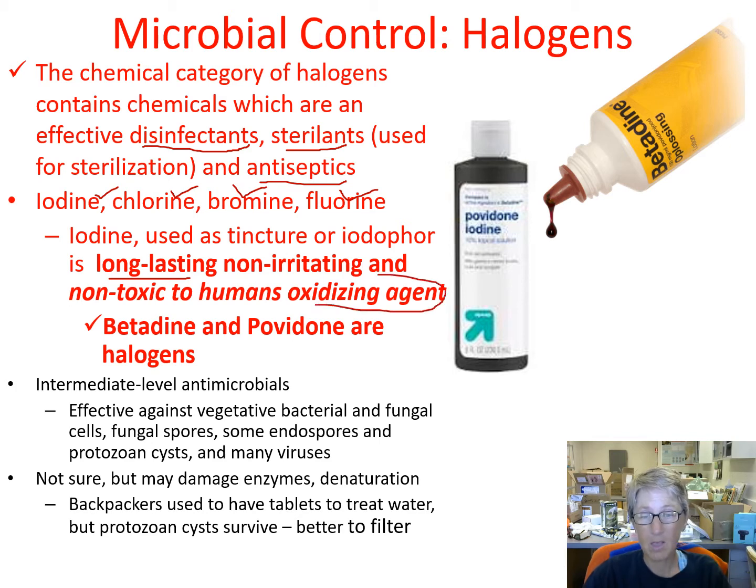It's an oxidizing agent. So oxidizing agents get reduced. That means they take on electrons. And then the molecule that lost the electron got oxidized. And we'll talk more about oxidation reduction reactions in this lecture in a few slides. Betadine and povidone are both halogens, and they're commonly used in hospitals. I guess scientists aren't exactly sure how they work, but they could damage enzymes. So if they're protein enzymes, they get denatured. The enzymes become denatured.